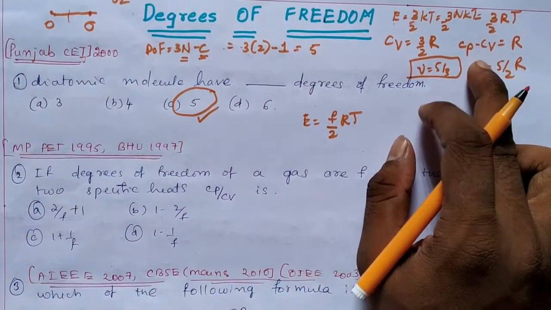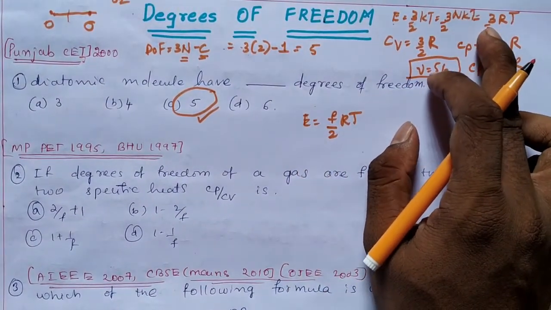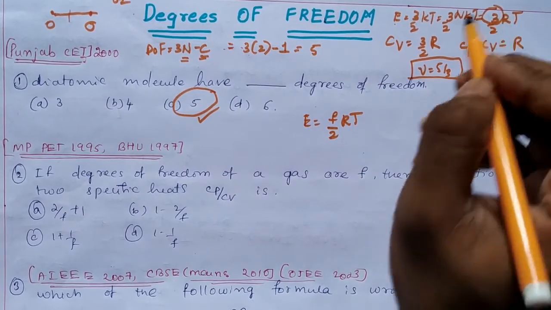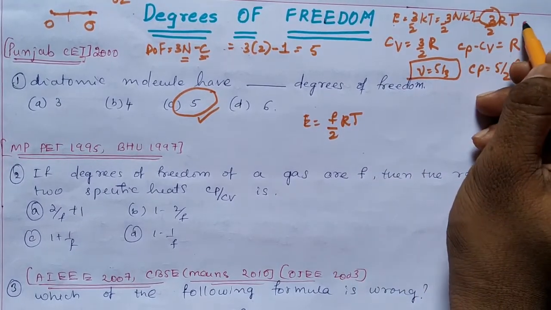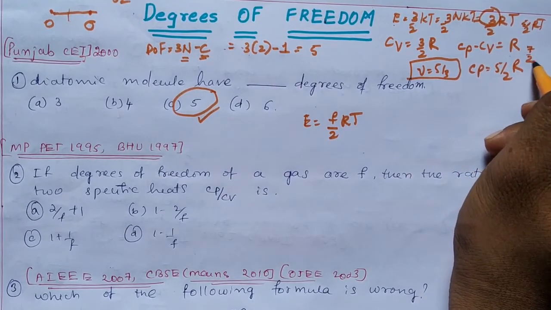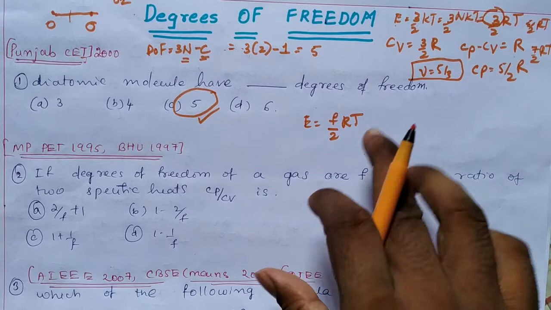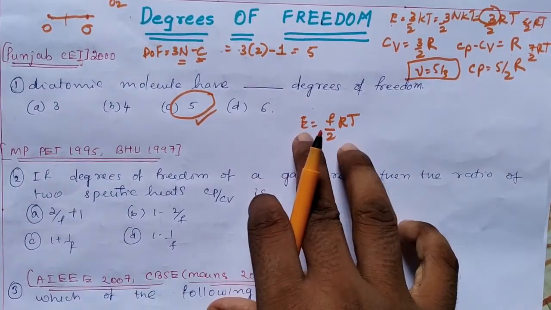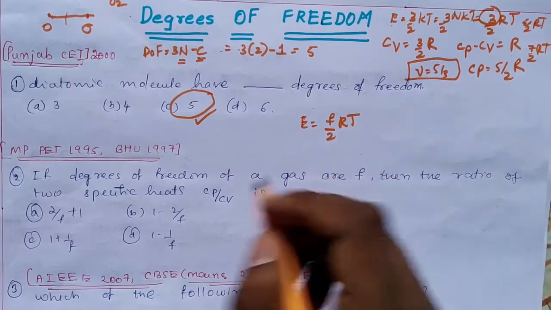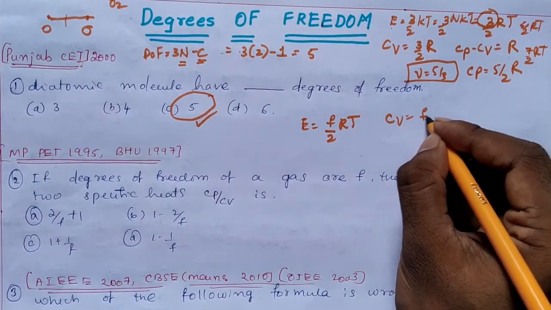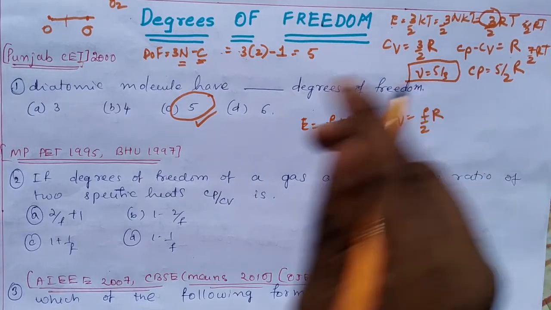See, here we have got total energy as 3 by 2 RT. What is 3 here? For a monoatomic particle, 3 is the degrees of freedom. For a diatomic particle, it would have become 5 by 2 RT. For a triatomic particle, it would have become 7 by 2 RT. In general, the degrees of freedom in total energy will be in the numerator, F by 2 RT. So if you differentiate it with respect to temperature, you will get Cv is equal to F by 2 R.